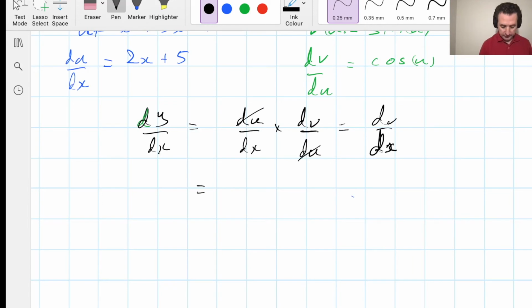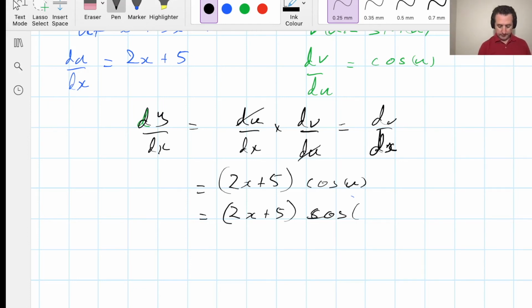So this is equal to, what's du/dx? That's just 2x plus 5. What's dv/du? dv/du is cos of u. But we don't want the u's in there anymore. We want to get the original. So that's equal to (2x plus 5) cos(x squared plus 5x plus 1). And that's the chain rule.